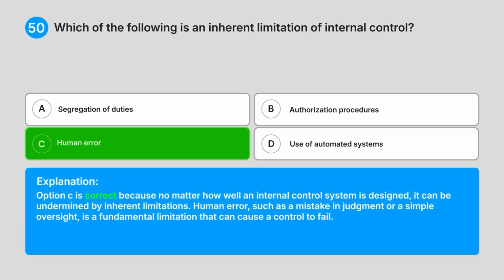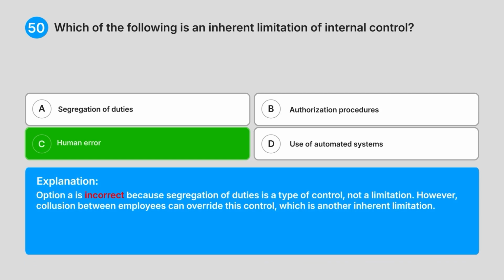Explanation. Option C is correct because no matter how well an internal control system is designed, it can be undermined by inherent limitations. Human error, such as a mistake in judgment or a simple oversight, is a fundamental limitation that can cause a control to fail.